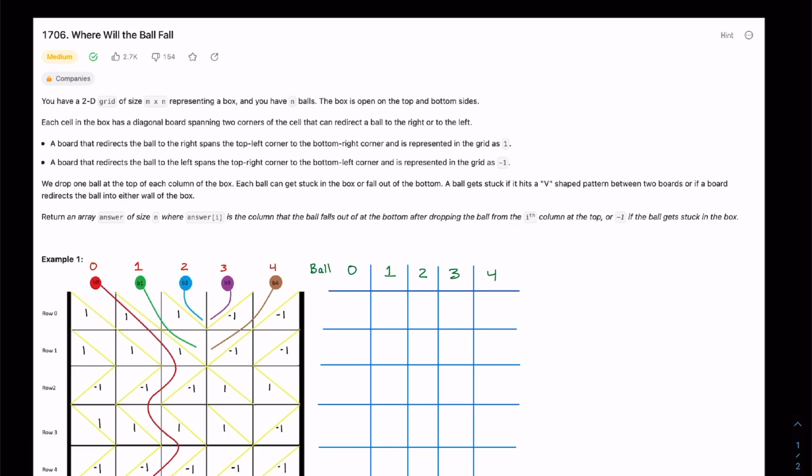Here's a super quick explanation of Leetcode problem 1706, where will the ball fall? The description and the code are in the links below. The key is to use the values of 1 and -1 for the walls to just tell you where the ball is going, and then you check for holes. So we're going to go row by row and see how that works.